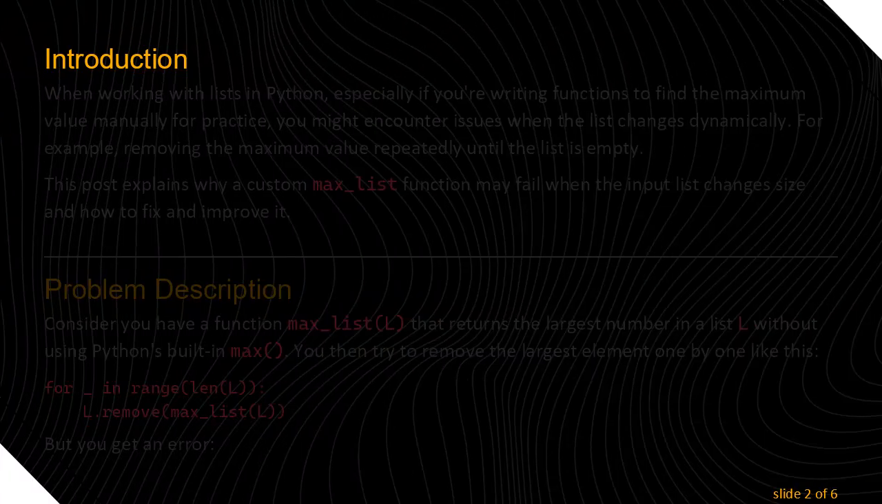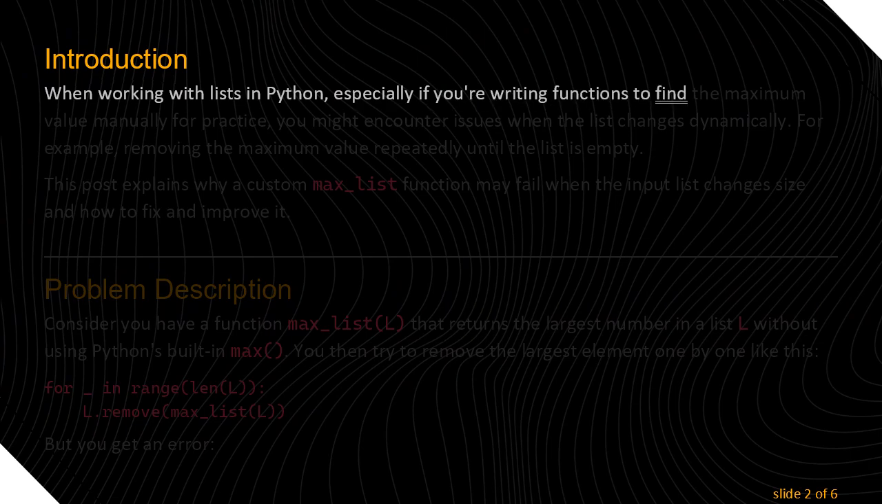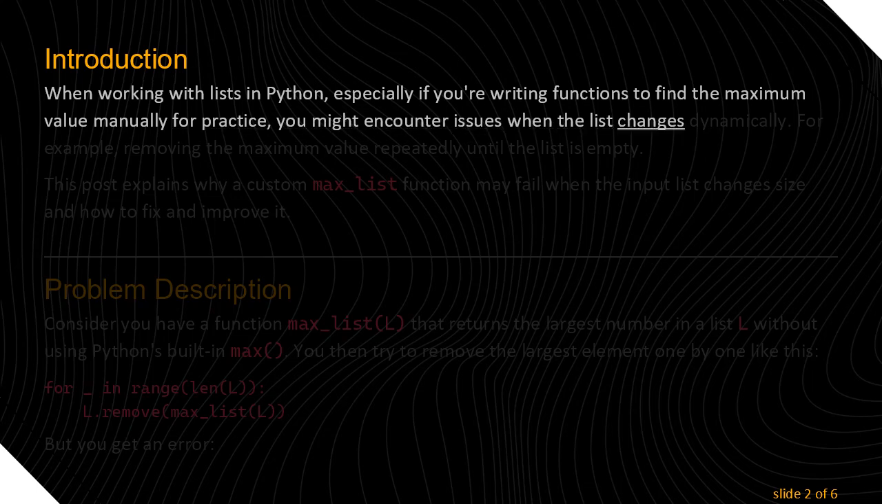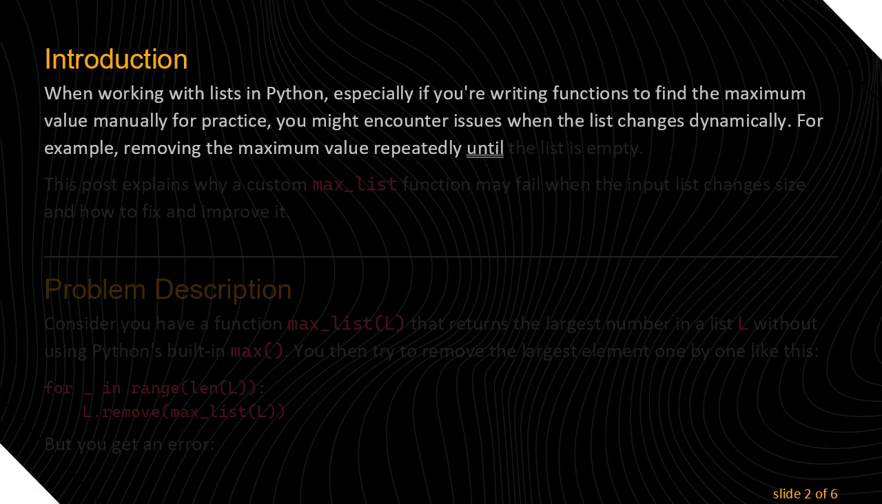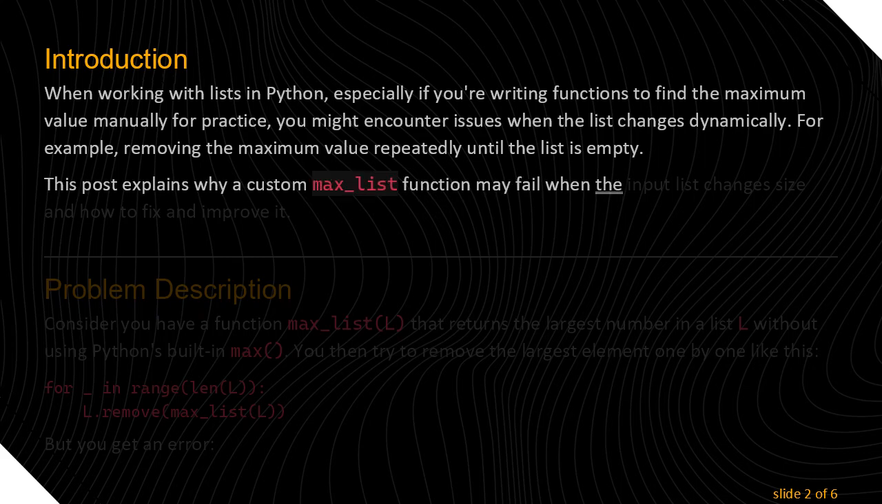Introduction. When working with lists in Python, especially if you're writing functions to find the maximum value manually for practice, you might encounter issues when the list changes dynamically. For example, removing the maximum value repeatedly until the list is empty. This post explains why a custom max_list function may fail when the input list changes size and how to fix and improve it.